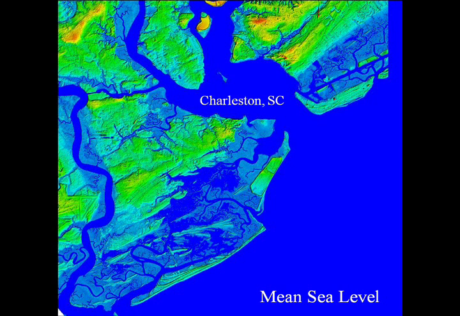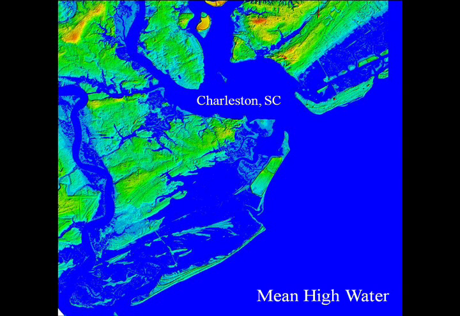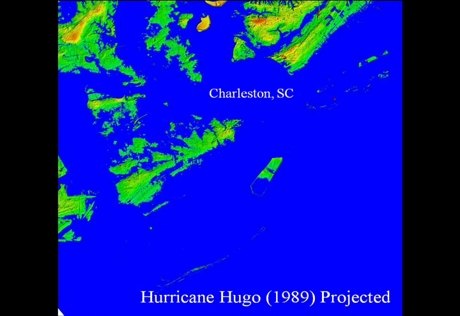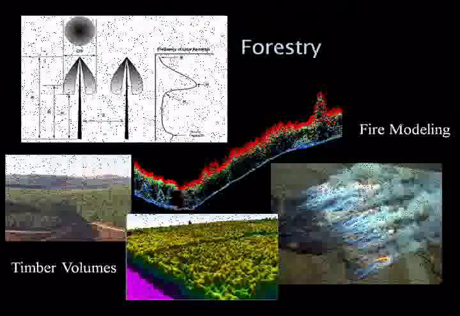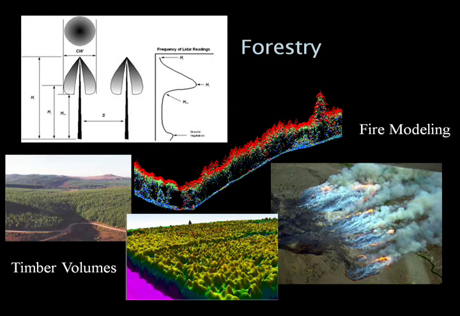Highly accurate elevation is important for portrayals of flood risk in coastal areas as well, in particular when dealing with extreme events such as hurricanes. This LiDAR-based elevation map shows Charleston, South Carolina at mean sea level, then at mean high water level, and finally what would have happened if Charleston had taken a direct hit from Hurricane Hugo in 1989. Forestry applications have also benefited from LiDAR. Some current applications include timber volume calculations and fire modeling.